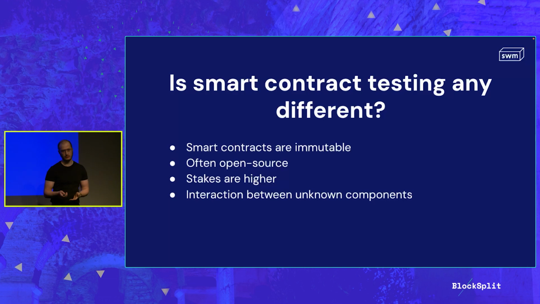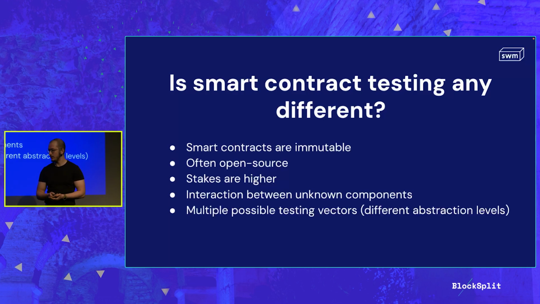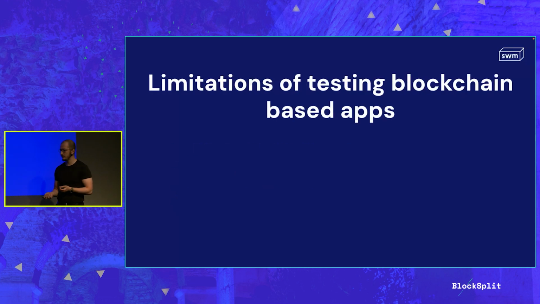So there's also a lot of interaction between unknown components. For example, when you're designing and implementing an account, you have to take into account some of the interactions that might be possible between accounts and other regular contracts. And there are multiple possible testing vectors on different abstraction levels, so you can basically test the internals of the contract, the interface, the interactions, like I said, and I don't think that's really common in testing normal programs.